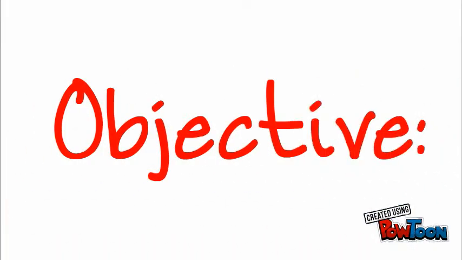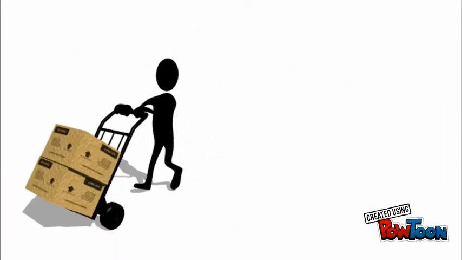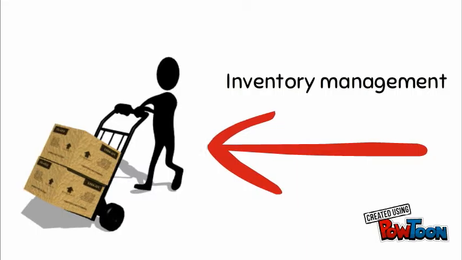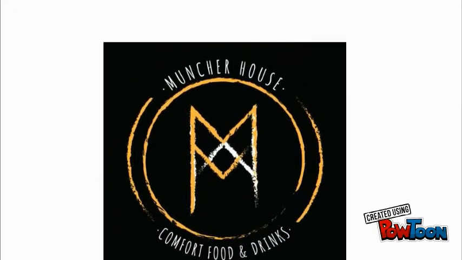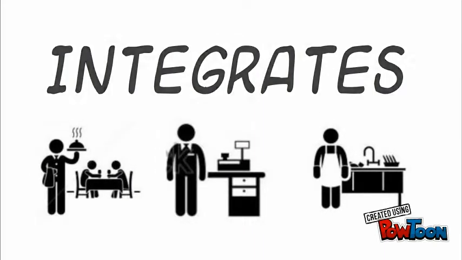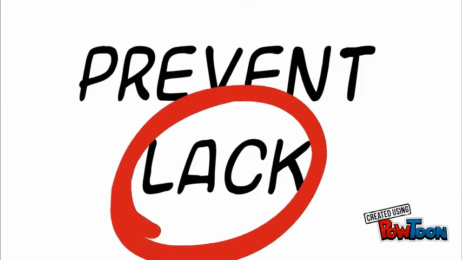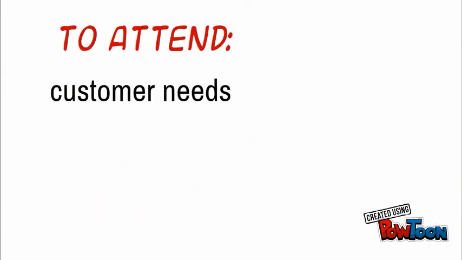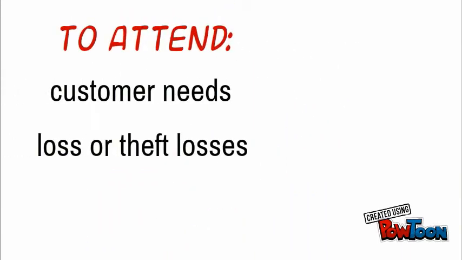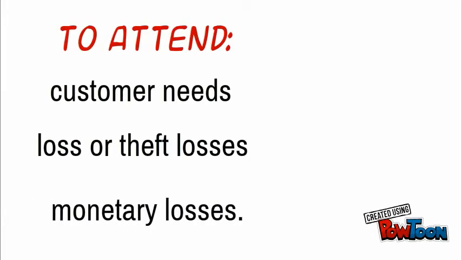The objective of our project was to optimize the inventory management and control process in Muncher House through a technological system that integrates the different departments in the restaurant in order to reduce the lead time of the process and to prevent the lack of supplies to attend customer needs, loss or theft losses, or even monetary losses.